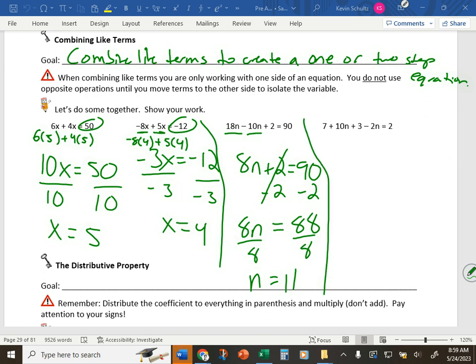Try that last one on your own. I'll give you a hint. There are two groups of like terms here. I'll underline them for you. Combine those like terms. It'll give you a two-step equation. And then you can move to the solving process of opposite operations. But just give this one a shot first.